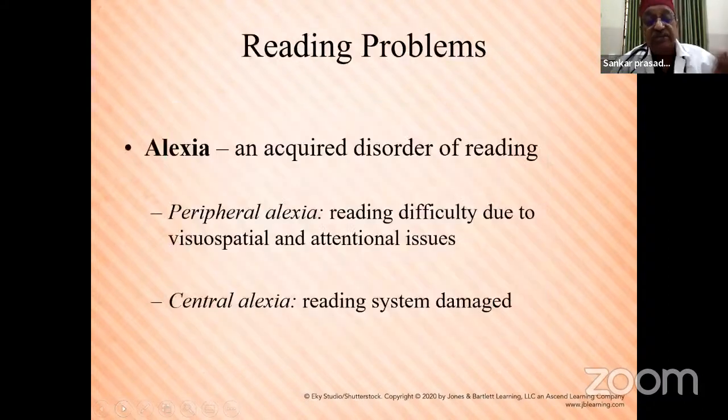Otherwise, reading problems are known as alexia, which is an acquired disorder of reading. There is peripheral alexia, reading difficulty due to visuospatial and attentional issues. In central alexia, the reading system itself is damaged.